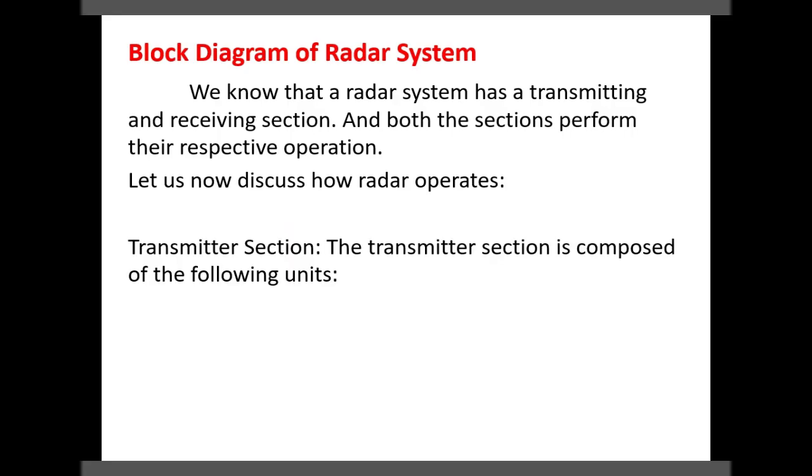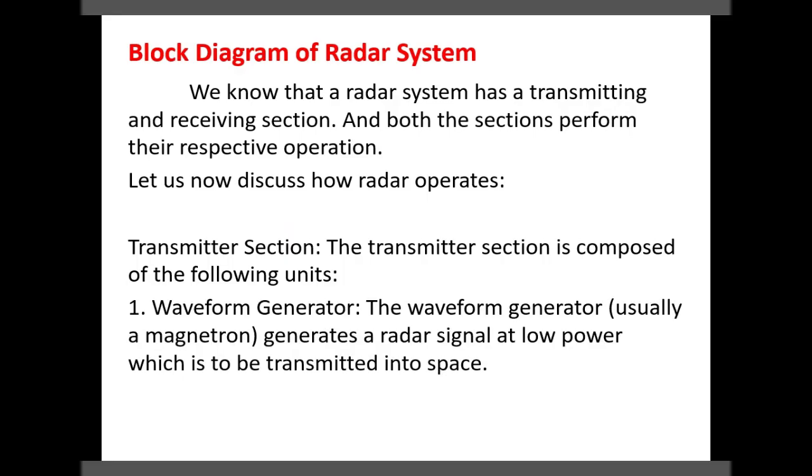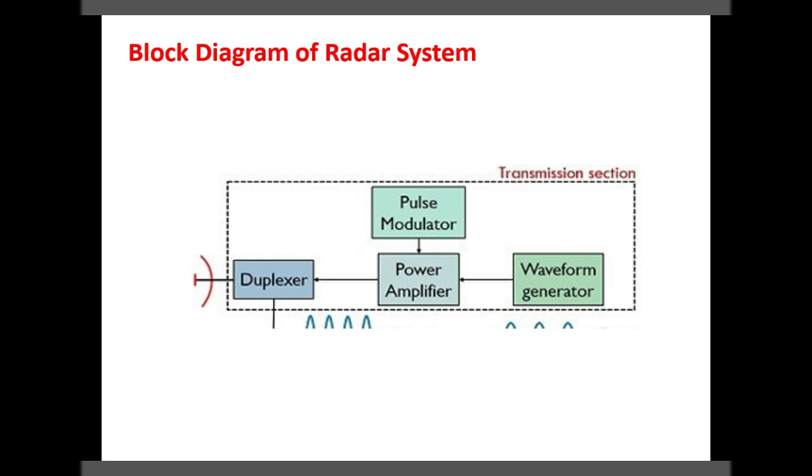First one is the transmitter section. The transmitter section is composed of the following units. First one is a waveform generator. This waveform generator, usually a magnetron, generates a radar signal at a low power which can be transmitted into the space. This is the block diagram of the transmitter section that we already saw. It consists of a waveform generator which generates a low power signal, generally a magnetron, then the power amplifier, pulse modulator, duplexer, and the antenna.